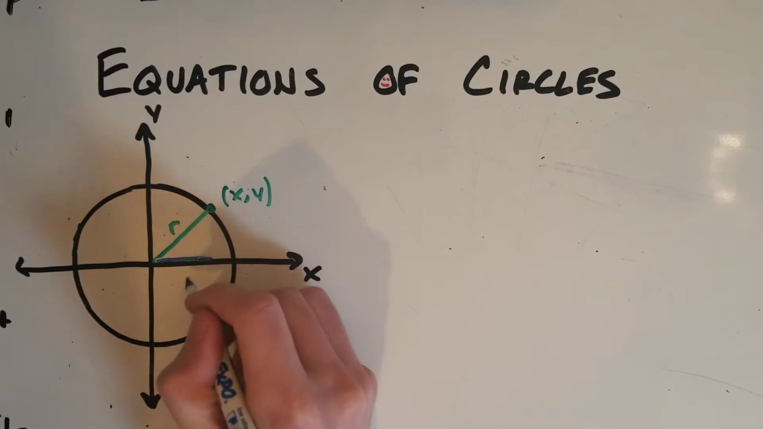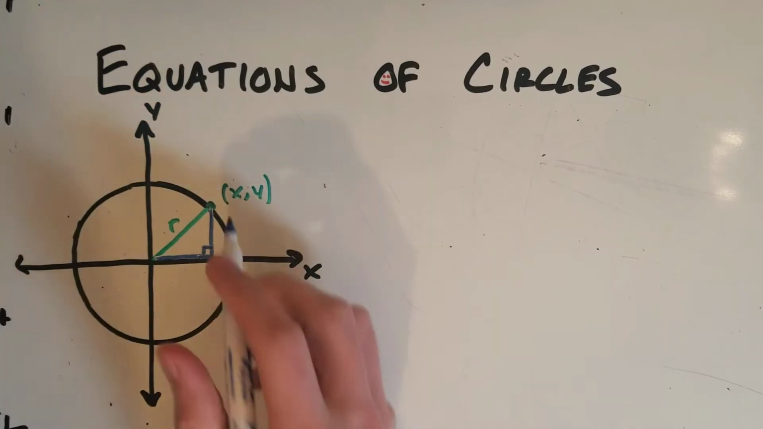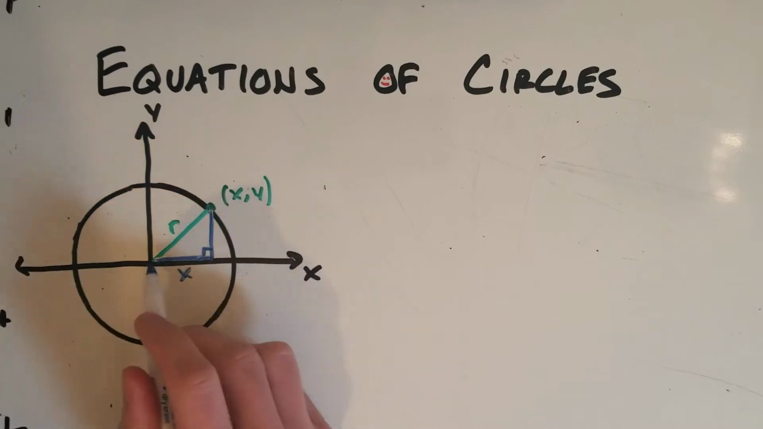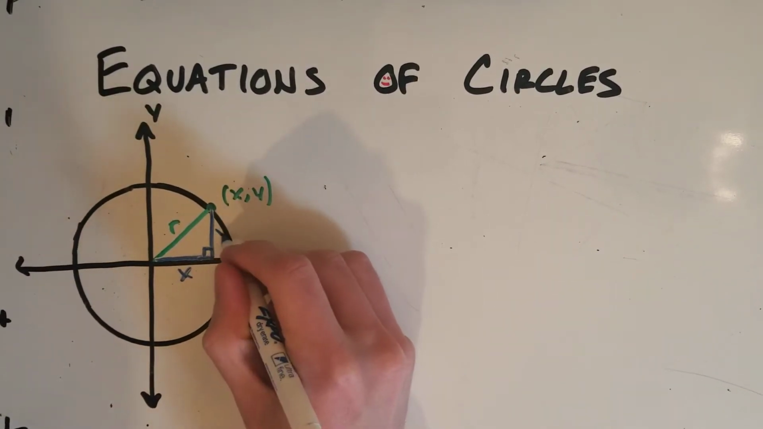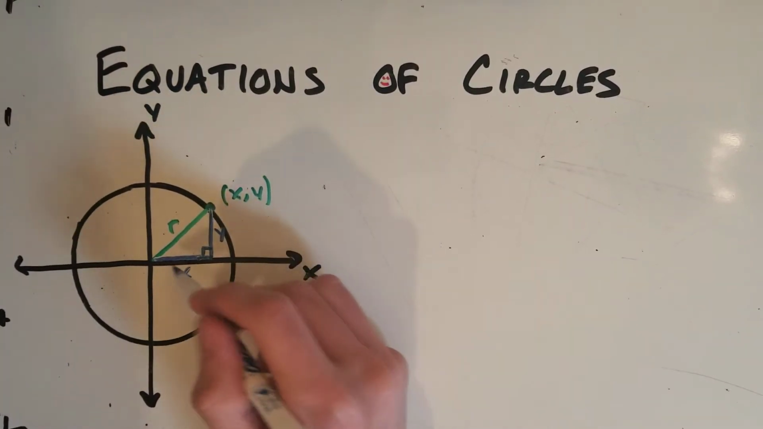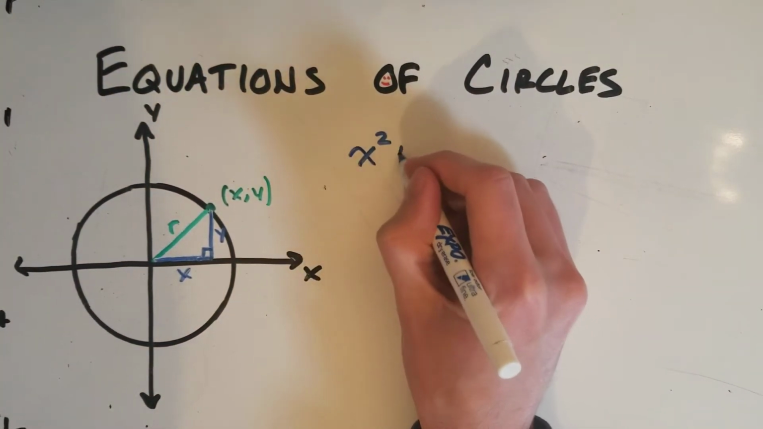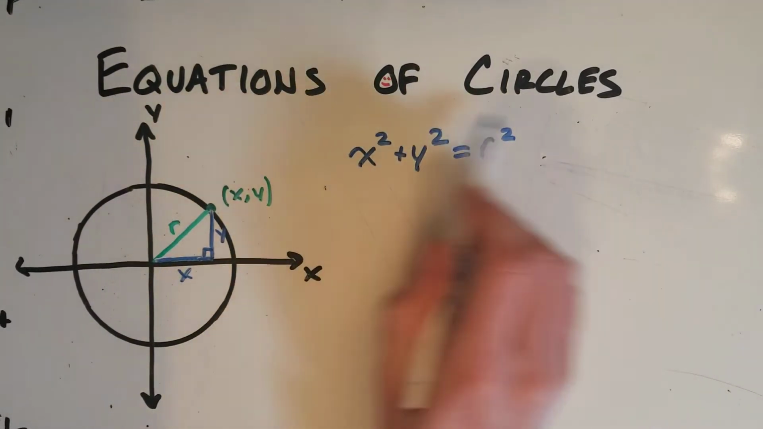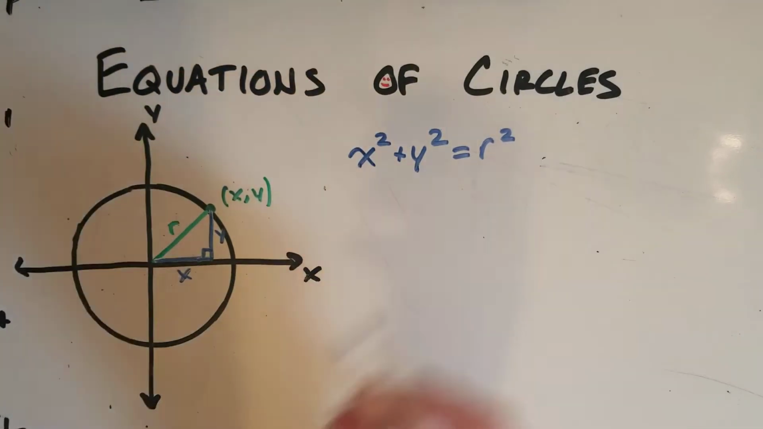Down here, this would be one of the legs of your right triangle. This would be the other leg. The length of this one would end up being x, because you're going x units over to get to that point. And the length of this one would be y, because from the origin to this point you're going y units up. So if we do a little bit of Pythagorean theorem here, you would have x squared plus y squared equals the radius squared.